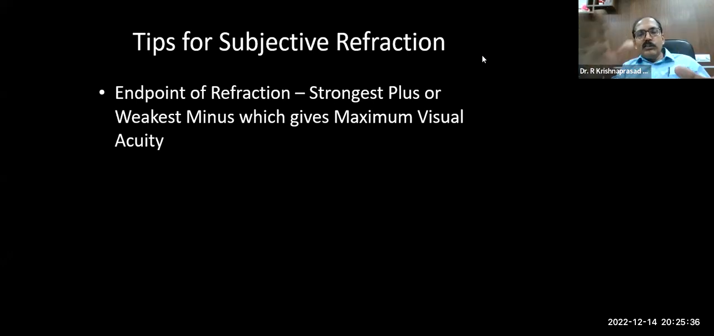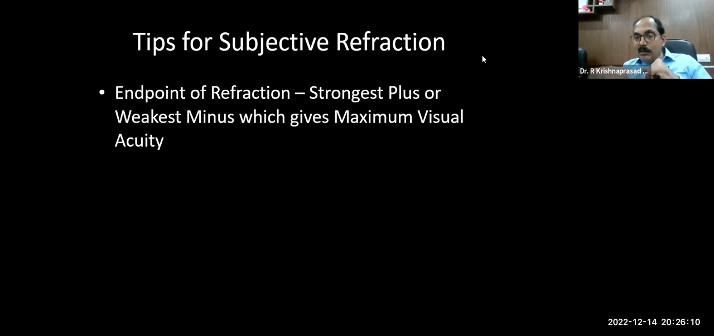So if you give the strongest plus, the patient need not use accommodation to correct his hyperopia. It will be left to be used for near. Same with minus. For example, if you give less plus, the patient is forced to use accommodation for the remaining amount. If you use higher minus, then the patient has to accommodate to cover up for the extra concave lens that you have used. That means in both situations, the patient is forced to use accommodation unnecessarily.